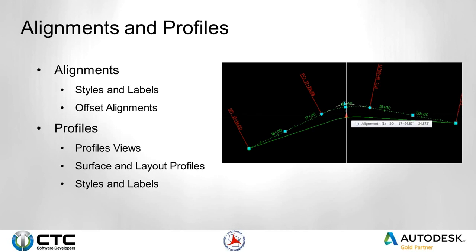Like I said, we'll get into alignments and profiles, and we'll discuss some basics on styles and labels. And we'll do some offset alignment creation as well. And what would alignment be without a profile? We'll work with profiles a little bit. We'll make some profile views, which is the grid itself. That's what allows us to view our profiles. And we'll create some surface profiles from our existing TIN data, as well as layout profiles or proposed profiles. And we'll discuss and touch on some styles and labels as well.